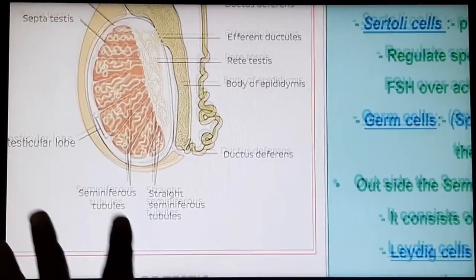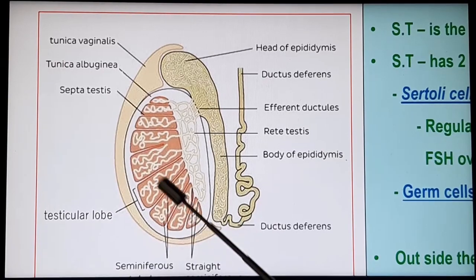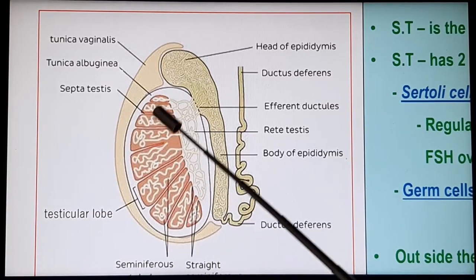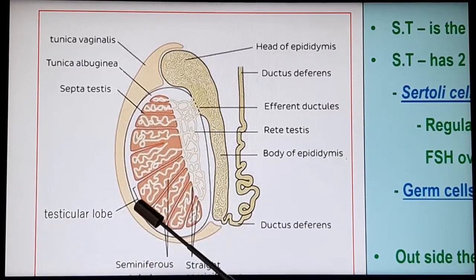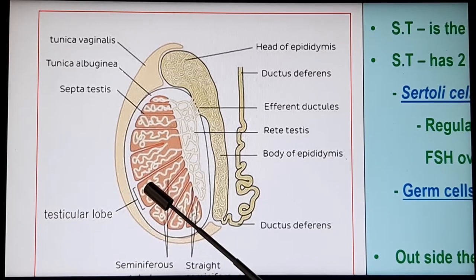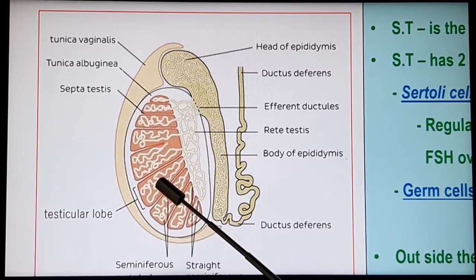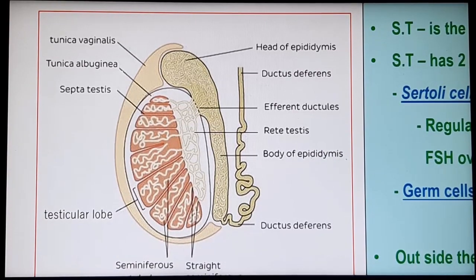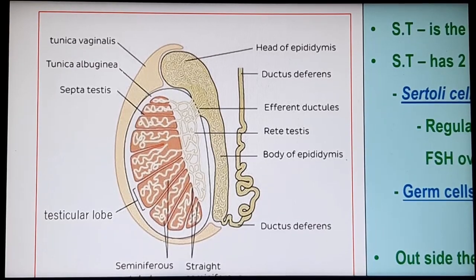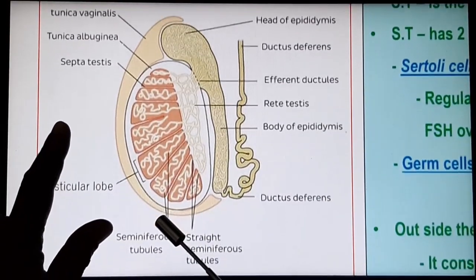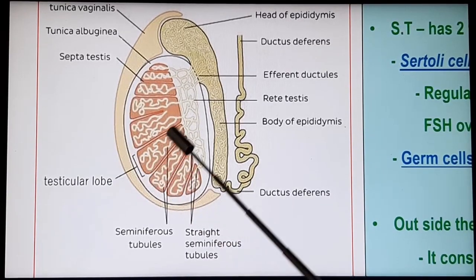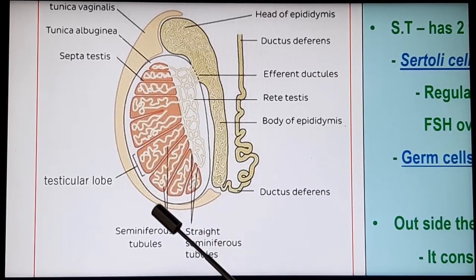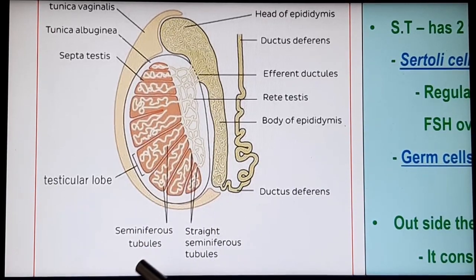You can see the testis. This is the cross section of the testis. We can see it is divided into about 250 such compartments, which are known as the testicular lobules. Inside the testicular lobules, we can see 2 to 3 highly coiled convoluted tubules are present. That is known as the seminiferous tubules.